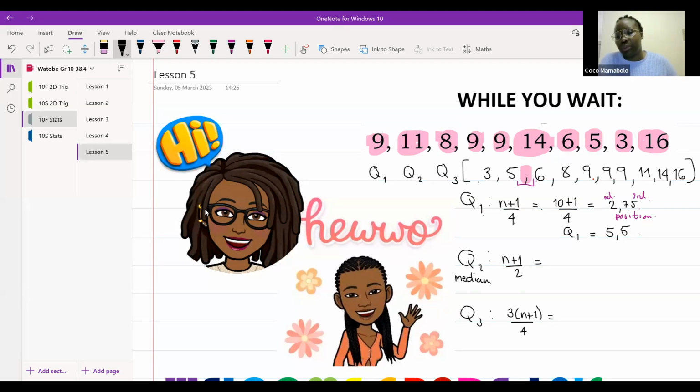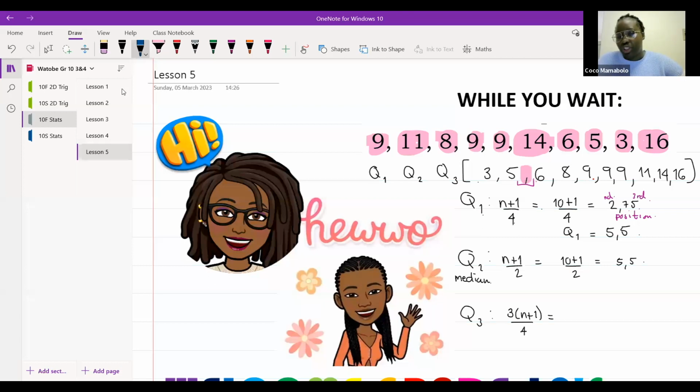All right. Calculate for Q2 for me. I know that my n is equal to 10, right? Yes. So I'm going to get 10 plus 1 divided by 2. And how much is that? 5.5. But that also doesn't tell us what the number is. It only tells us about the what? The position. Beautiful.